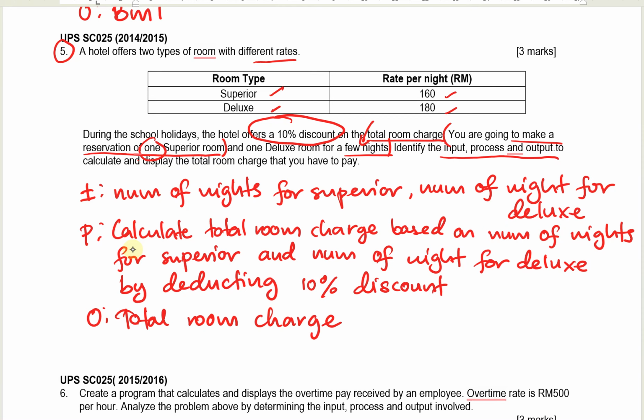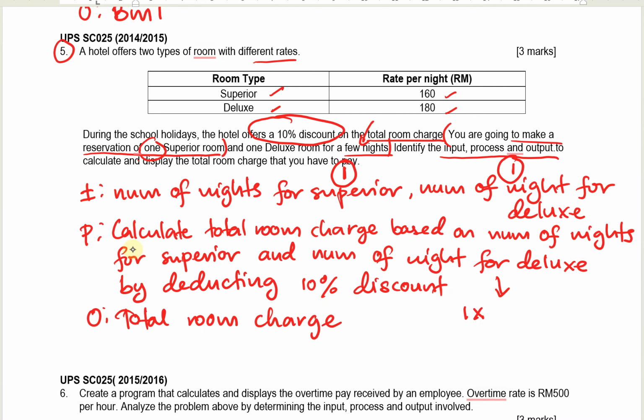Now for example here, let's say I want to book a superior room for 1 night. So what I need to enter is, I only need to enter 1. And then how about the number of nights for deluxe? Let's say I want to reserve or book 1 night also for deluxe.